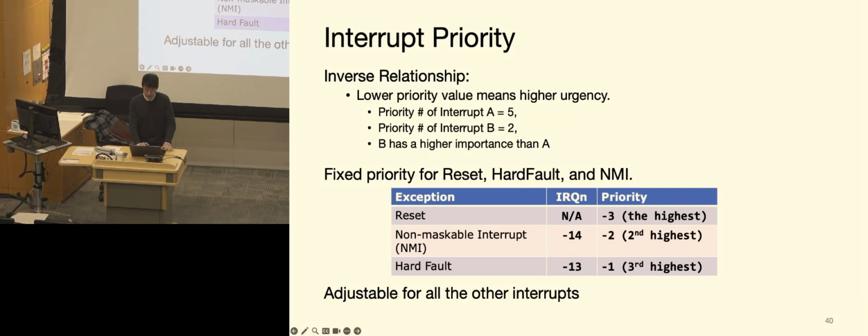And the hard fault is basically an exceptional error condition that cannot be handled by other handlers. For example, if you divide by 0, or try to access an invalid memory address, or have a stack overflow, those are handled by the hard fault. So that's the third highest priority. But you're able to adjust any other interrupts, which is a lot of power.